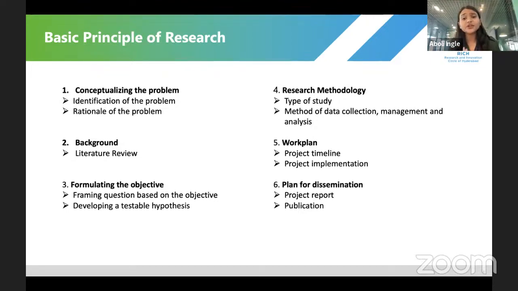So this was a basic example, like how from the research question that I framed with the help of the objective, I arrived at a type of study that I want to move forward with in this research. And based on this type of study that you're selecting, your method of data collection will depend on that, your management and analysis will depend on that.